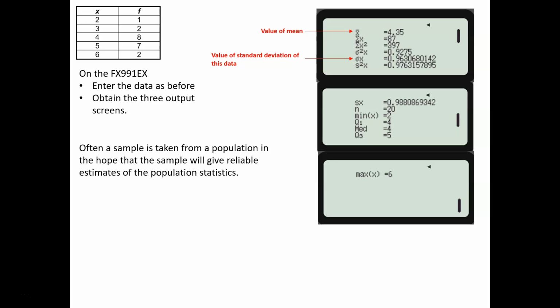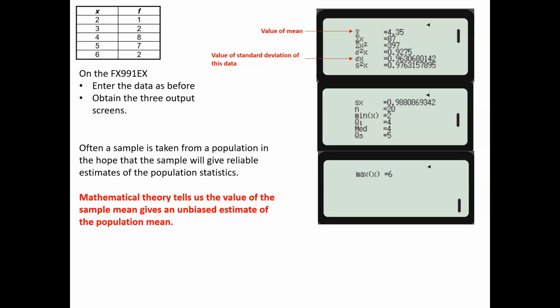Now, as before, we said often a sample is taken from a population in the hope that the sample will give reliable estimates of the population statistics. Mathematical theory tells us the value of the sample mean gives us an unbiased estimate of the population mean.